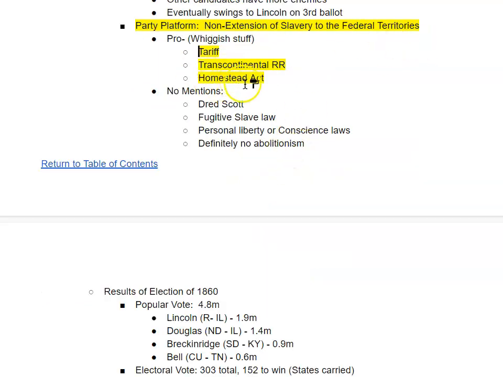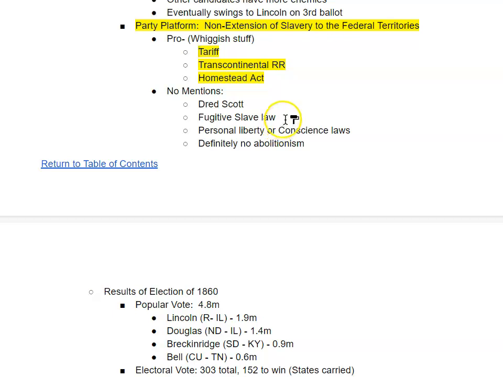Other than the position of non-extension, they make no mention of the Dred Scott court case, which, if you recall, had basically ruled this key provision, non-extension of slavery to federal territories, unconstitutional when it struck down the Missouri Compromise. So imagine this. You have a major party and a major candidate running, and its main chunk of the party platform is something that the Supreme Court ruled unconstitutional just 3 years earlier.